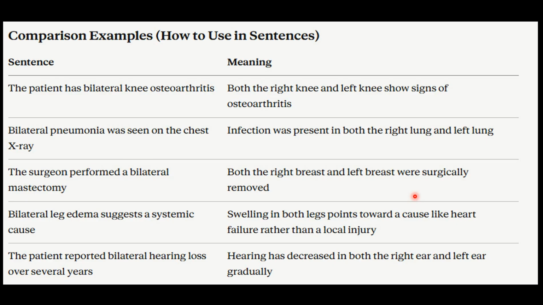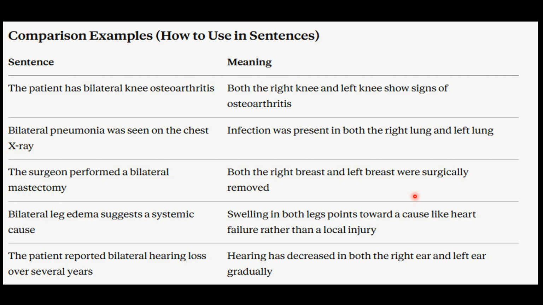Now just tell me, what is the common thing between all these sentences? The common thing is bilateral. Okay, and in this column of meaning you will see that the common thing is both sides, right? Because bilateral means both sides. So if something is denoted with bilateral, that means it is impacting both sides of the body. Okay, so this is how you will identify bilateral related things.